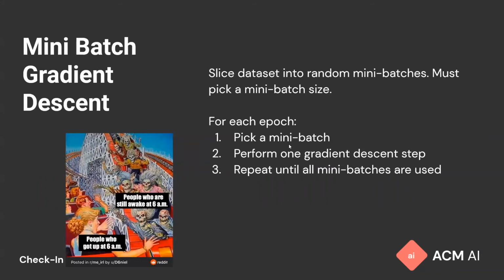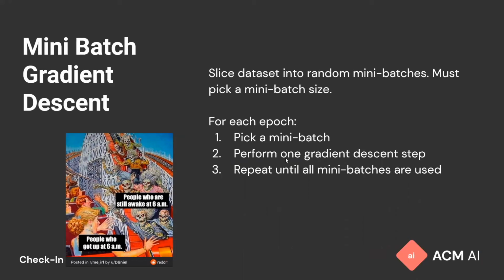So that's a sort of modification. Why, instead of updating with all the gradients at once, don't you update the gradients a batch at a time? What we can do is randomly slice the data set into mini batches. This adds an extra hyperparameter, which is the mini batch size, because every time you update the model, you update it only with the examples from that mini batch. So you pick a mini batch for every epoch, update with gradient descent once, and then repeat until you've used all the remaining mini batches.